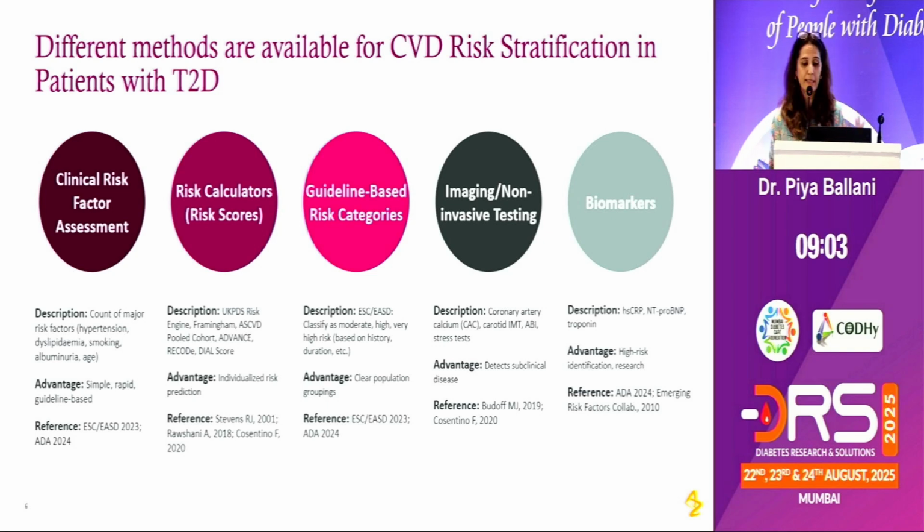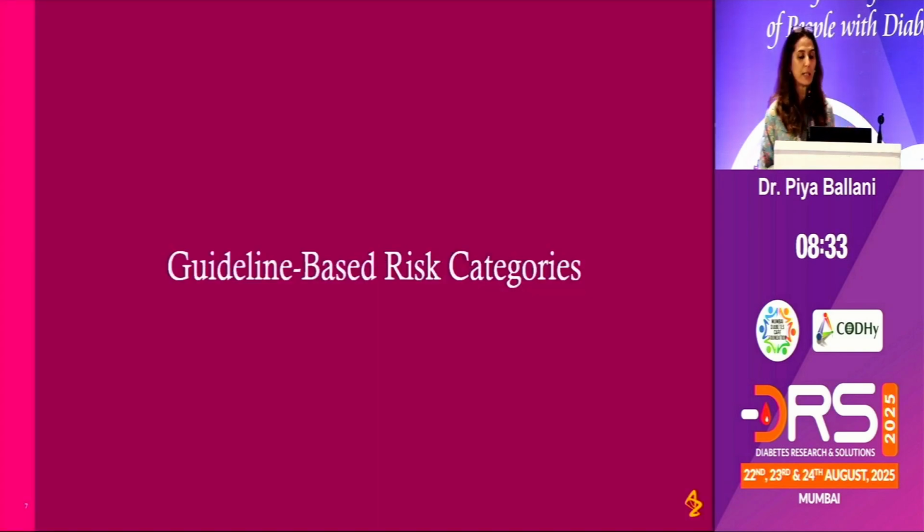Guideline-based risk categories, well, the ESC, EASD, which classify risk as moderate, high, very high, etc., are based on history and duration also. We'll talk about that a little later. And then we have imaging and non-invasive testing, like the coronary artery calcium score, carotid IMT, ABIs, and the biomarkers, hs-CRP, NT-proBNP, also different methods for the purpose of CVD risk stratification in our patients with type 2 diabetes. So let's look a little more in detail at the guideline-based risk categories.